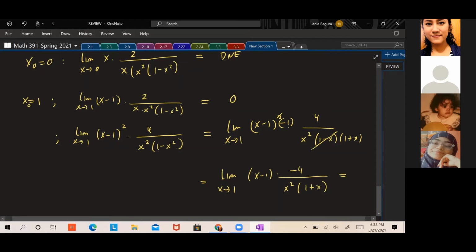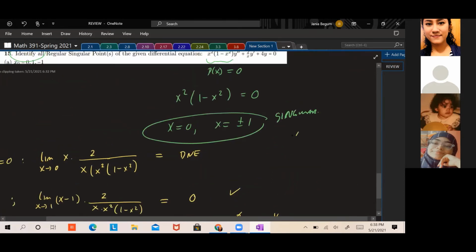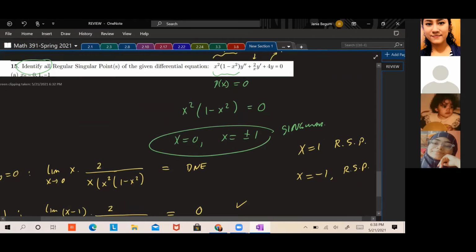Yep, this is also 0. So check, this is finite, this is finite. So x equals 1 is a regular singular point. And then you do the same thing for negative 1, and you will also see that those two specific limits will be finite numbers. So that will also be a regular singular point. So that's why I have the answer 1 and negative 1. Not 0, because 0 is actually not a regular singular point. All right, so that's 15.